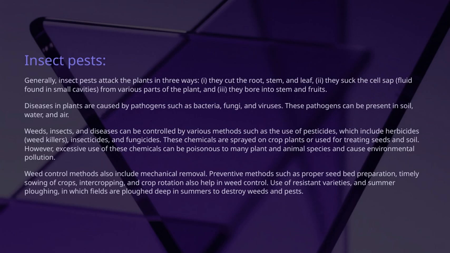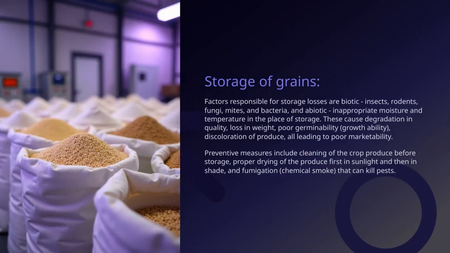Additionally, using resistant crop varieties and summer plowing, deep plowing during summer, are techniques that help destroy weeds and pests before they become a bigger issue. Connecting all these methods to our overall goal, it's about balancing effective control measures while minimizing environmental impact, ensuring sustainable crop production. When it comes to storing grains, there are several factors that can lead to losses, and understanding these is key to effective management.